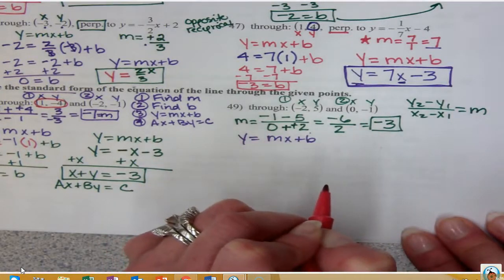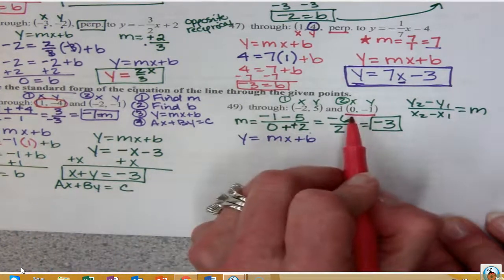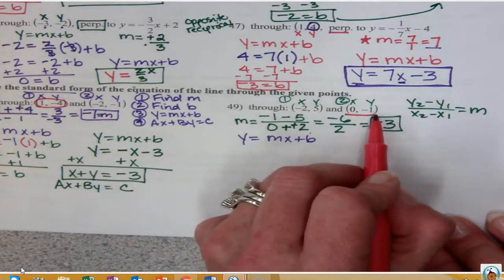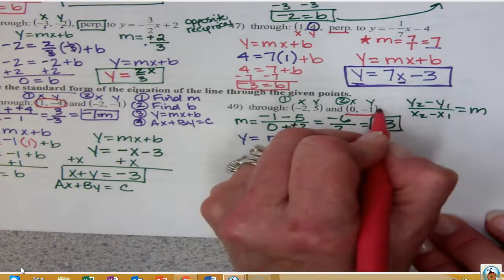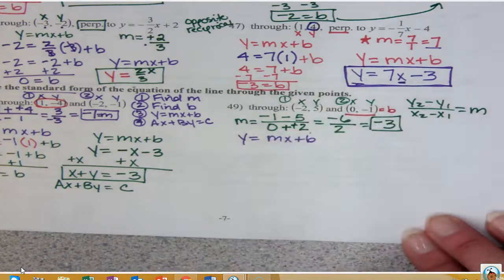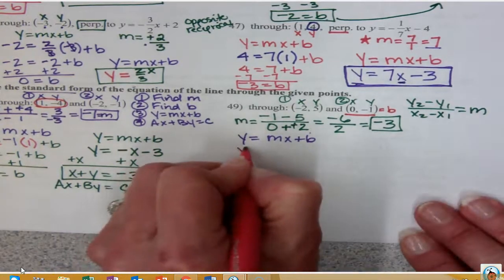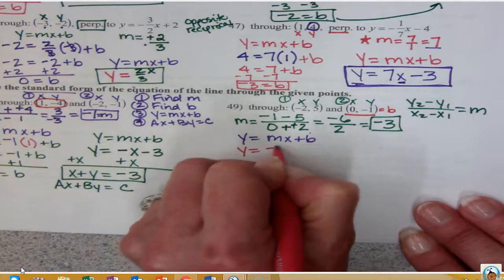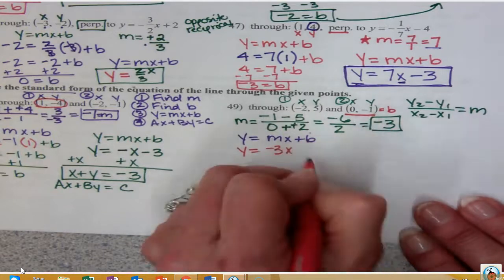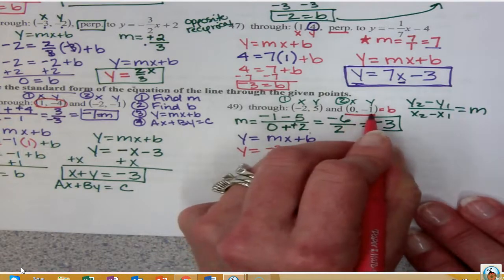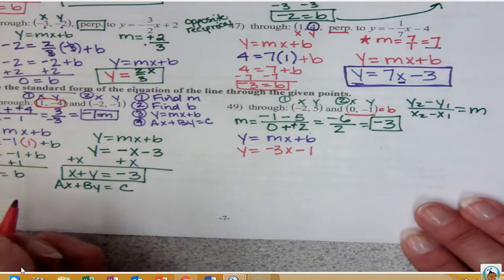Except, look at that. This is an x is 0. So this is my y-intercept. So I don't even have to find my b because this is my b. If you did not see that, you can go ahead and plug it in. But y is going to equal -3x. This is my b. This is my y-intercept because x is 0 when it's the y-intercept. So there is my equation right there.